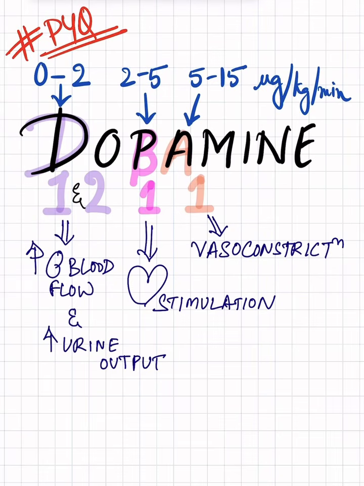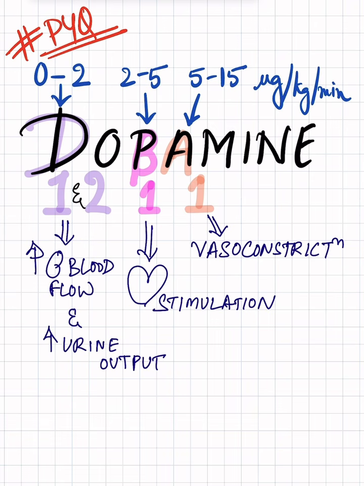So let's study the dose-dependent effects of the drug dopamine. The drug dopamine has different effects depending upon the concentration of the drug in the body, which in turn depends on the infusion rate of the drug. So here I have written the word dopamine and you can see different infusion rates on the top.